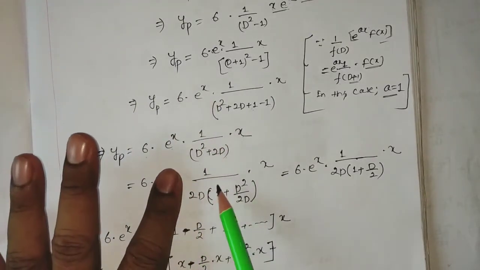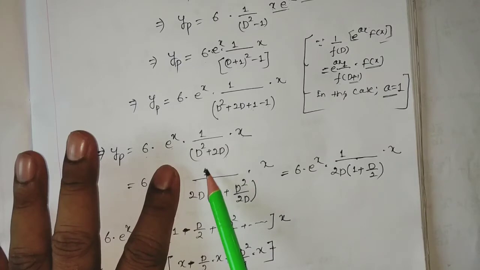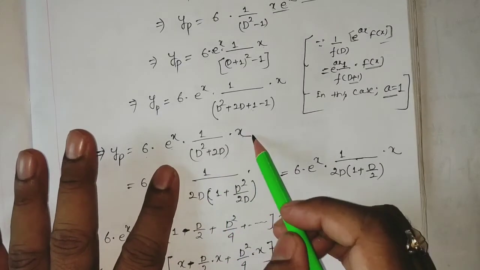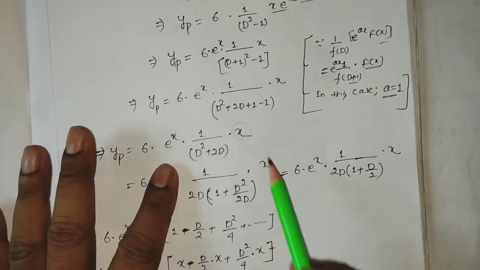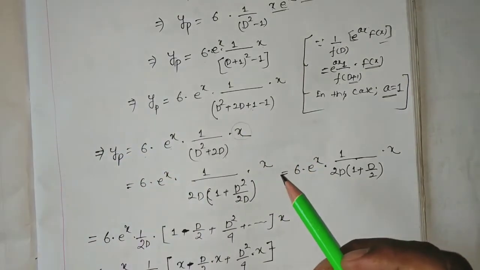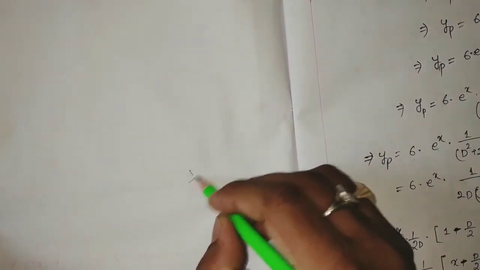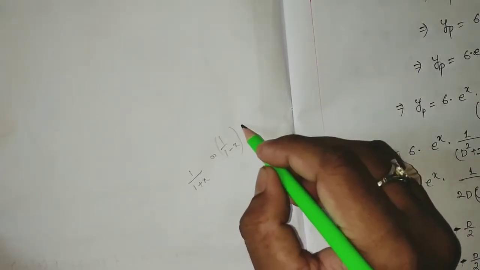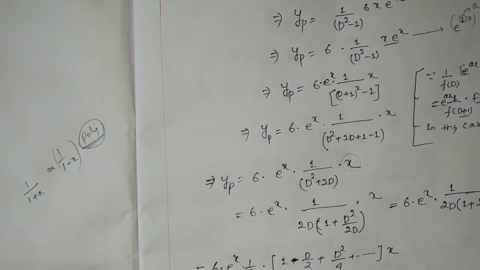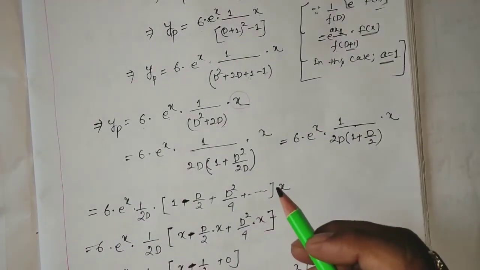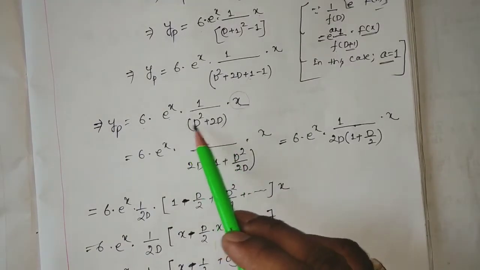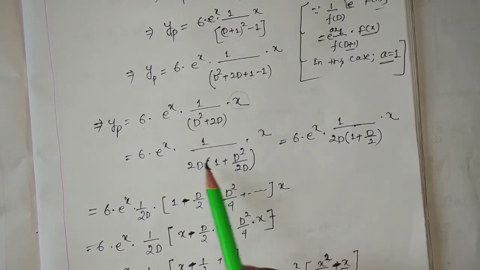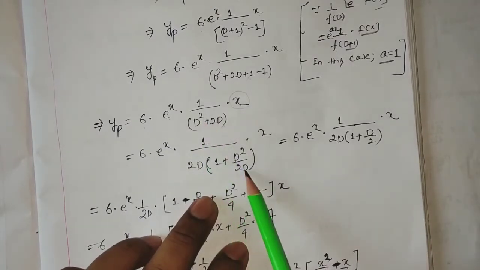So now it is like this: 1 by d square plus 2d into a polynomial. If we have a polynomial, then we have to use the rule that is 1 by 1 plus x or 1 by 1 minus x into a polynomial. Already we have discussed this in our rule 2. So here we are going to take 2d outside. If I take 2d outside, then it will be 1 plus d square by 2d into x.